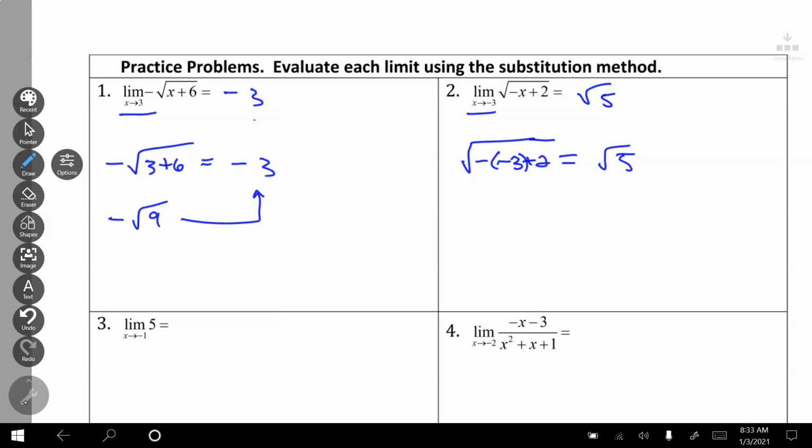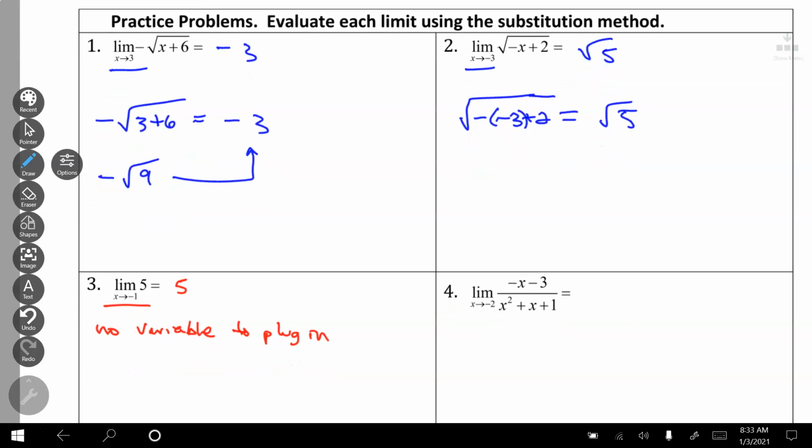This next one, got to plug in negative 1. There's no variable to plug in. That's okay. Y equals 5 is just a horizontal line, so everywhere the result is 5. This next one, move it up a little bit, plug in negative 2, negative of negative 2 minus 3 of negative 2 squared plus negative 2 plus 1. 2 minus 3 is negative 1. 4 minus 2 is 2 plus 1 is 3. And get negative 1/3 as its limit.